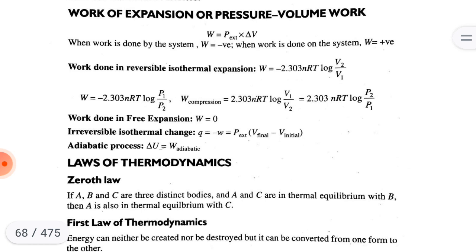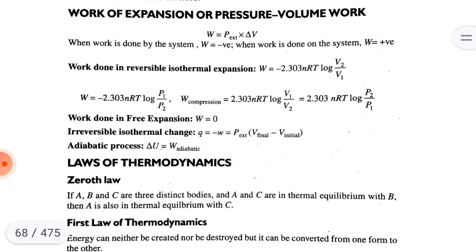Work of expansion or pressure-volume work. W is equal to P external multiplied by delta V. When work is done by the system, work is negative. When work is done on the system, work is positive.